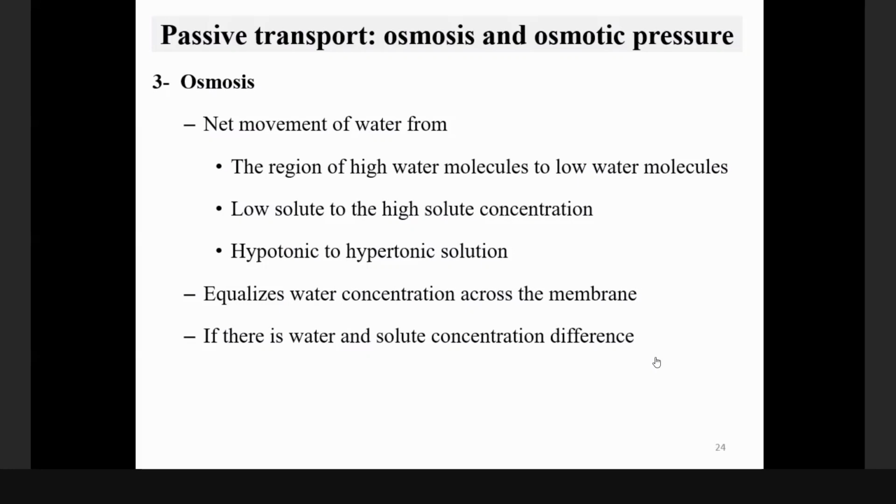This osmosis tries to equalize the amount of water found inside and outside the cell. It continues until equilibrium is maintained between the two compartments. So if there is a water and solute concentration difference, osmosis occurs. Otherwise, if there is no water and solute concentration difference across the cell membrane, there is no osmosis at all, because osmosis is the net movement of water.